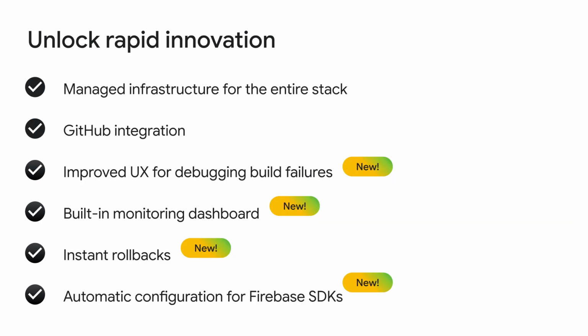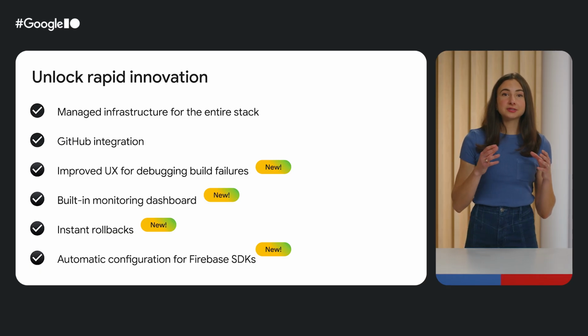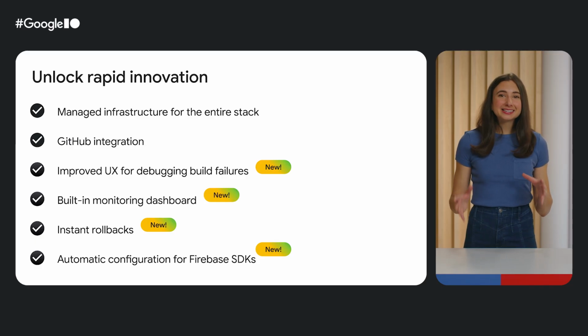You also saw some of the new features we've added since our preview launch last year, designed to boost your productivity. You can now quickly diagnose and resolve build failures with our improved, more informative error messages. You can now recover from production incidents in seconds by using App Hosting's new monitoring dashboard to understand your app's performance and health, and instantly roll back to a previous version if you spot a regression. And App Hosting now makes it simpler to juggle multiple environments by automatically configuring the Firebase admin and client SDKs.